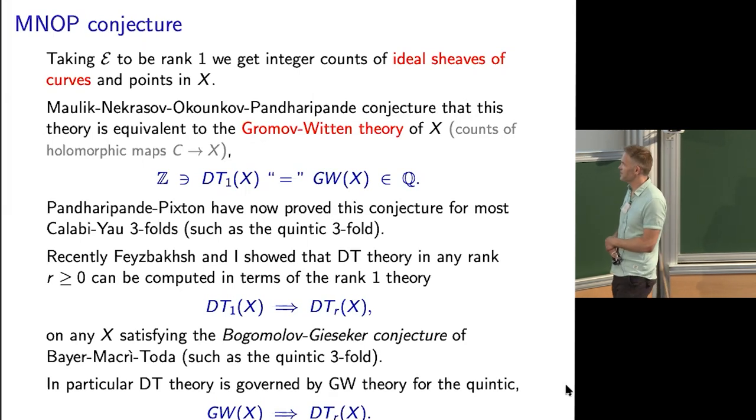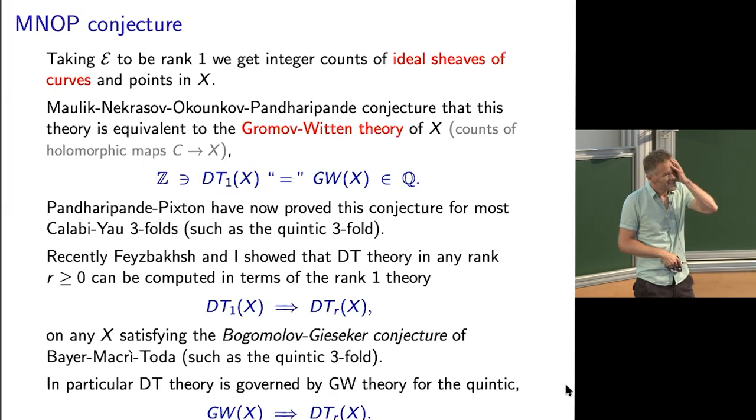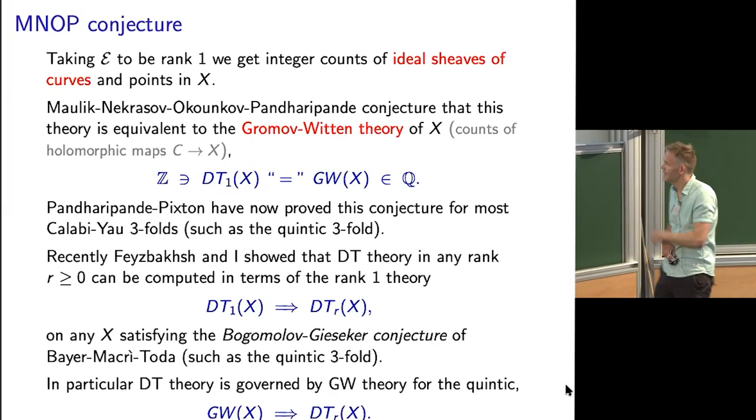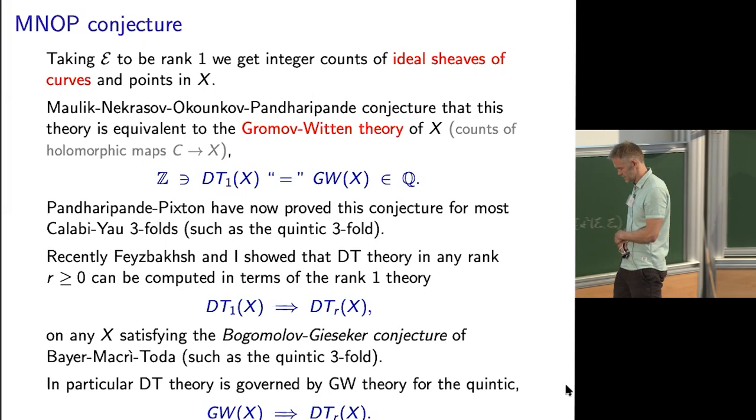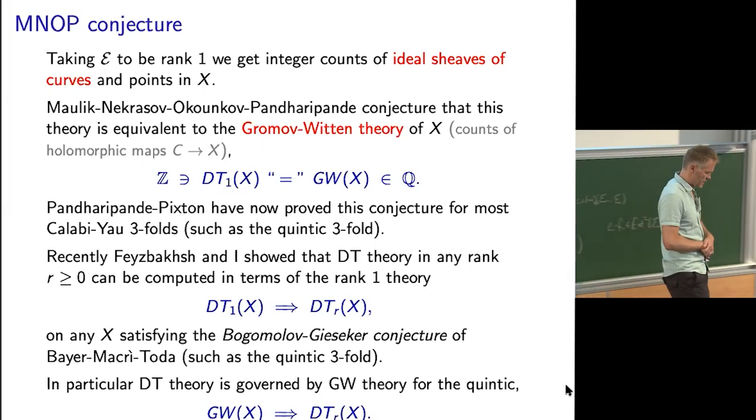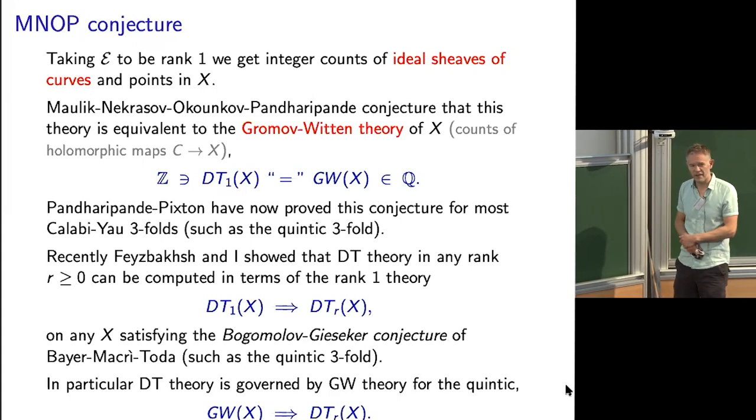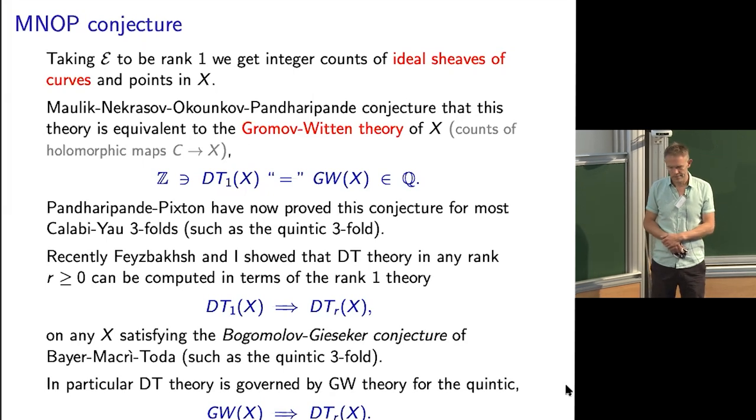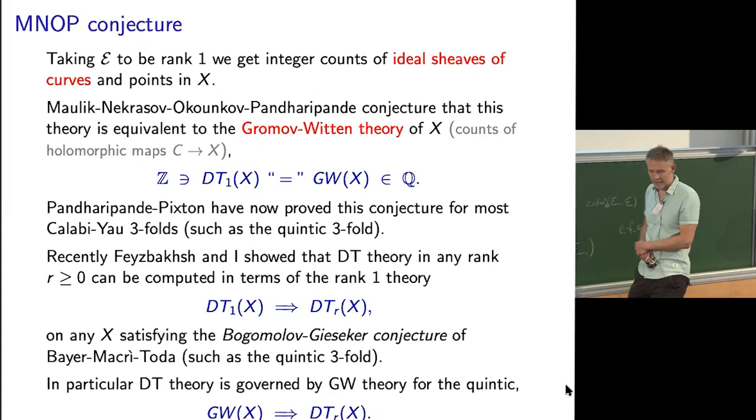What about local? No idea. Does it even make sense? I'm not even sure if high rank DT theory makes sense on a local Calabi-Yau. Maybe you'd need a framing or something. Like Vafa-Witten, isn't that some sort of that, rank zero on the Calabi-Yau? Yeah.